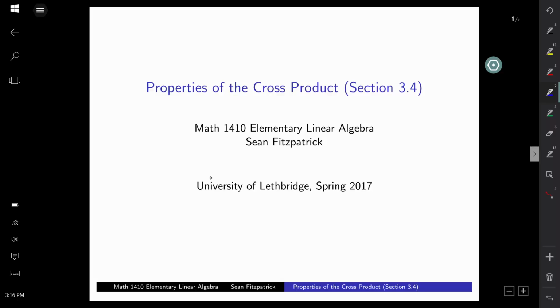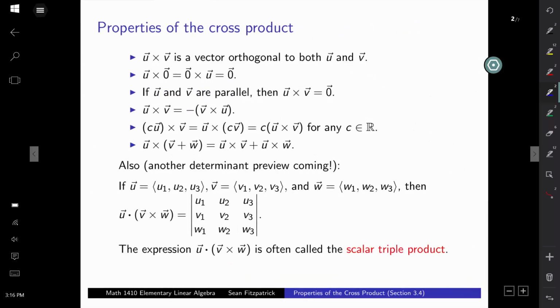So this time we want to look at some of the properties that are satisfied by the cross product and understand why we actually care about this cross product, why it's useful. So this first property, we mentioned this last time, and it is the most important property to a large extent. The fact that the cross product is always orthogonal to both vectors u and v.